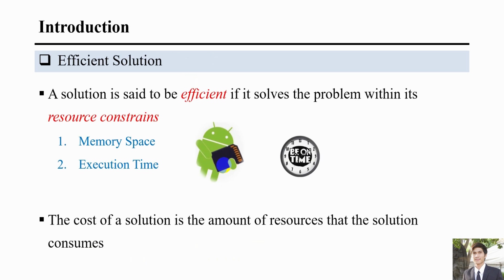Here we come to one thing that comes to mind when trying to solve a problem. We think of an efficient solution, right? So we select an efficient solution. We have some constraints, which are the factors involved in getting a better, more efficient solution. There are two main points I want to focus on. The first one is memory space, and the second is execution time.